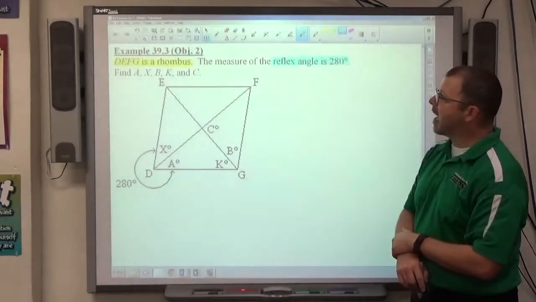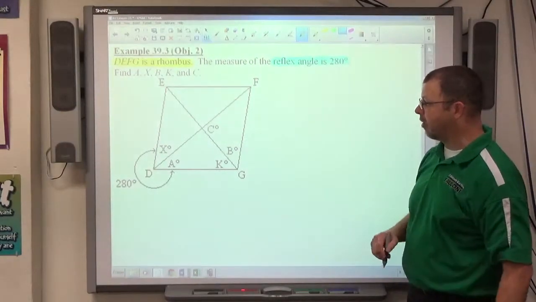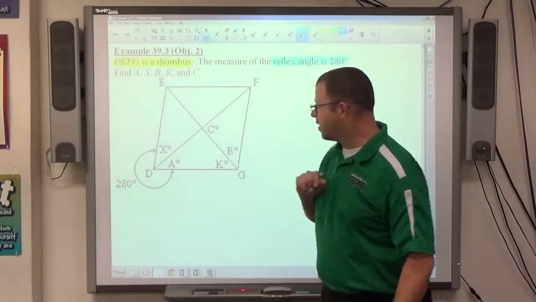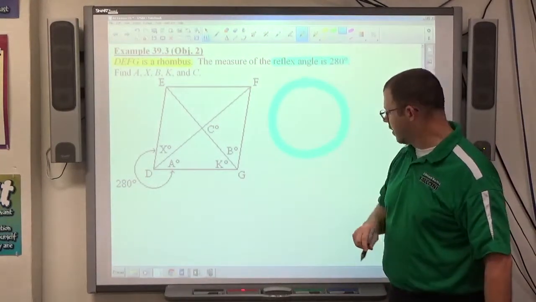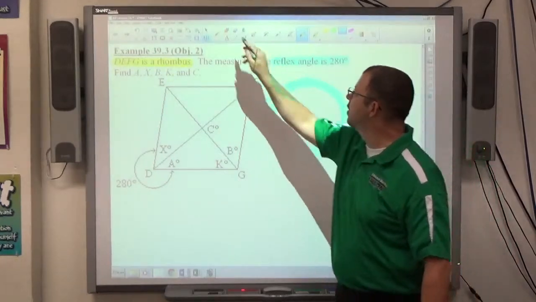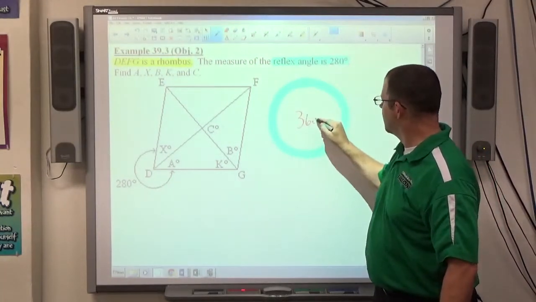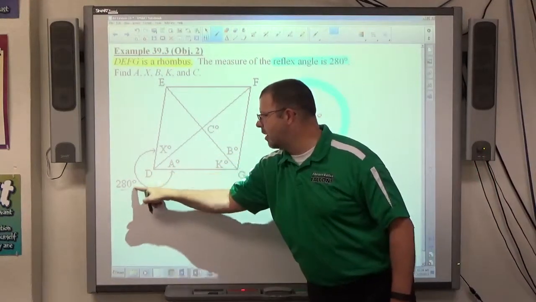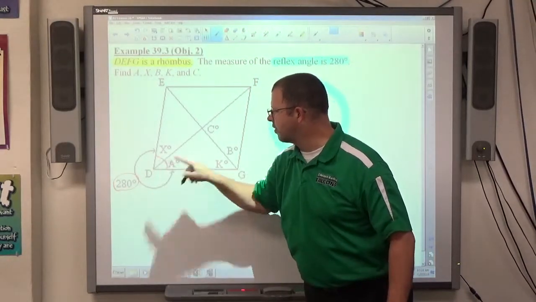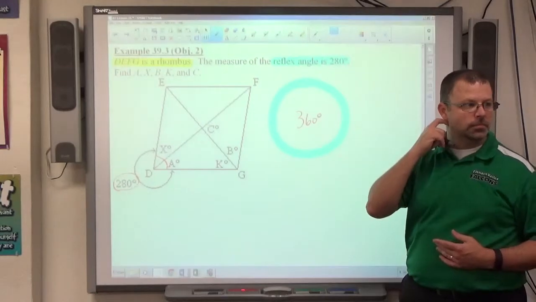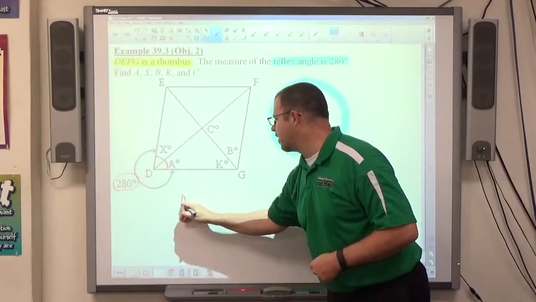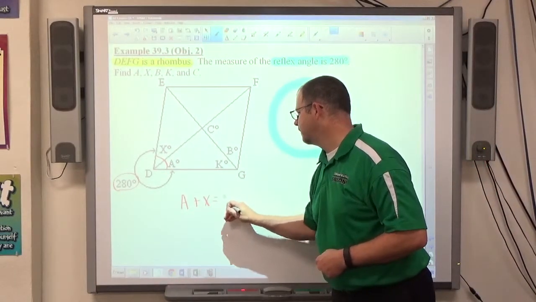They told me to find A, X, B, K, and C. They told me to find all the 5 letters here that haven't been established. So first off, if I have a whole circle, how many degrees is in a whole circle? 360, right? We've used 280 degrees of a full circle, and this is the rest of the circle, right? So can everybody agree that there's 80 degrees left over? Yeah. Right? And I know that A plus X has to equal 80 degrees.